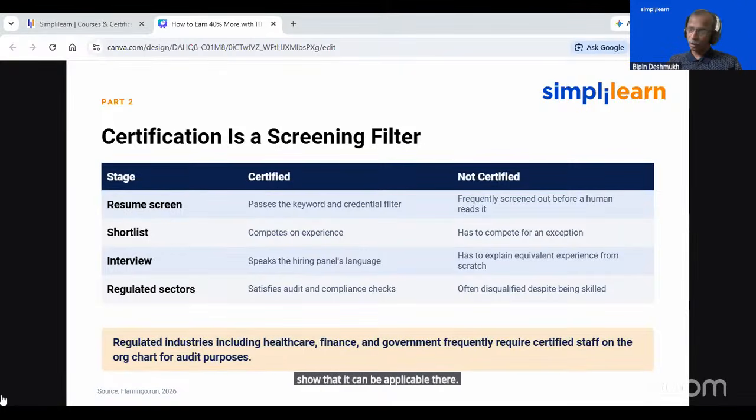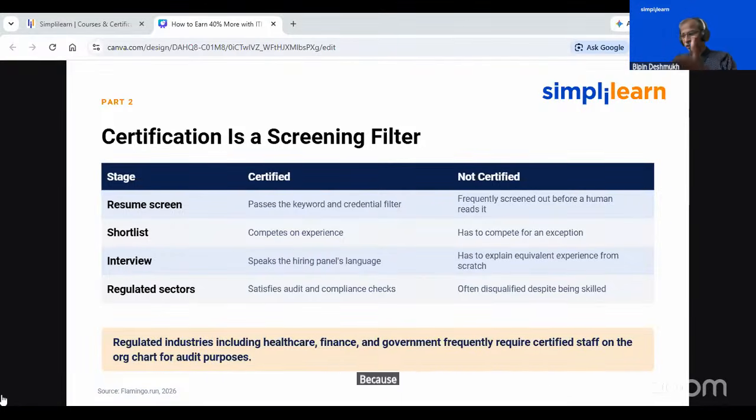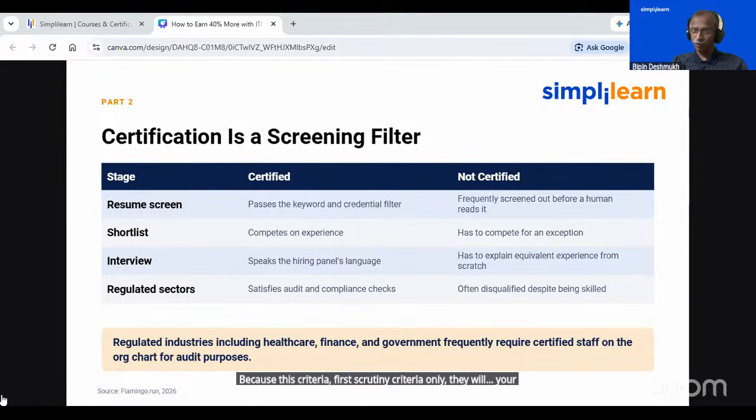So this is how it is. Not being certified is a scenario where possibly you can get a low priority, and it would be very difficult, very strange, if you get a call from people or not. Because this is the first scrutiny criteria, your CV will be off.